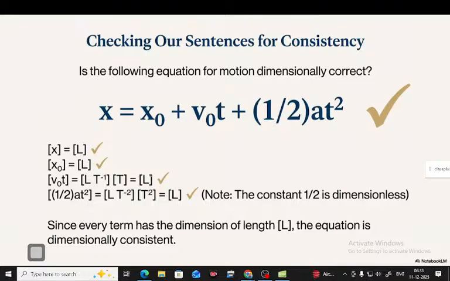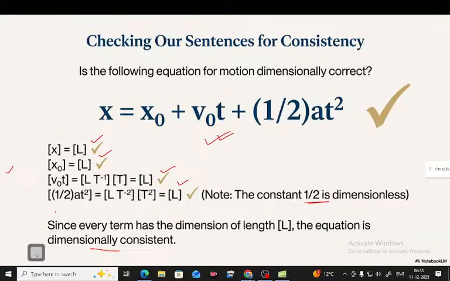x is the length. The dimension of x is length. x0 is also length. v0 t is L T to the minus 1 times T, that is also L, and half a t square is L T to the minus 2 times T square, which is also L. Note the constant half is dimensionless. Half has no dimension. Since every term has a dimension of length L, the equation is dimensionally consistent. Therefore, we can say that this formula is correct. If the dimension of the left hand side and the dimension of the right hand side are equal, then you can say that the equation is correct.